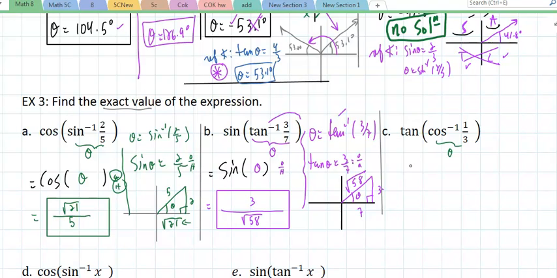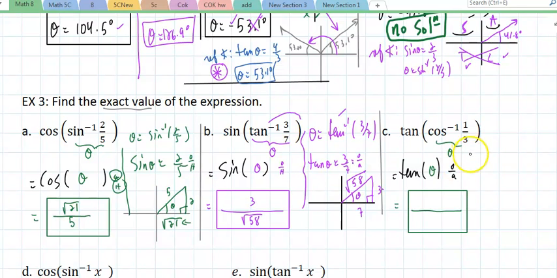How about part C? Well, I'll do the same. This is theta. I'm really looking for the tangent of this angle, theta. Well, I know what that is. It is the opposite over the adjacent.